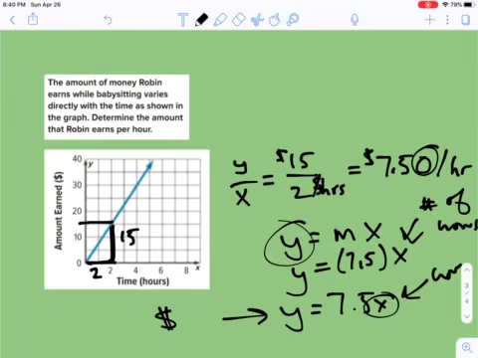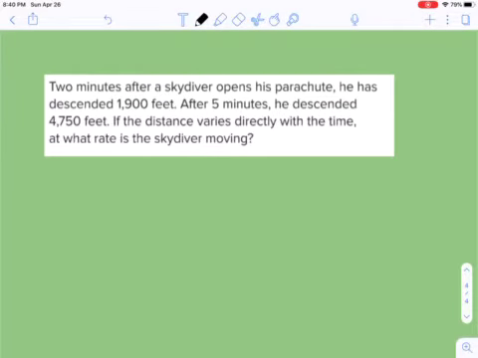All right? So it's really not as complicated as it looks. And it's something that you probably do in your head, right? You could figure it out. So let's look at this last thing here. 2 minutes after a skydiver opens his parachute, he has descended 1,900 feet. After 5 minutes, he has descended 4,750 feet. If the distance varies directly with the time, at what rate is the skydiver moving?